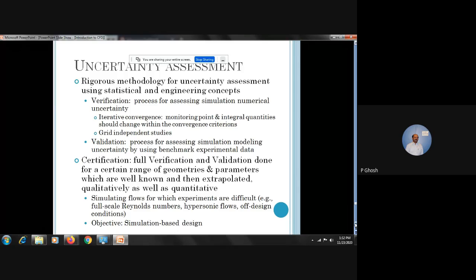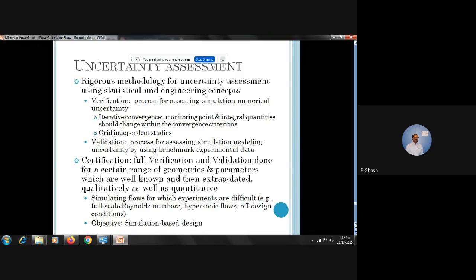Now, whatever results you have generated, that has to be properly assessed. That means there are two terms. One is verification, one is validation.